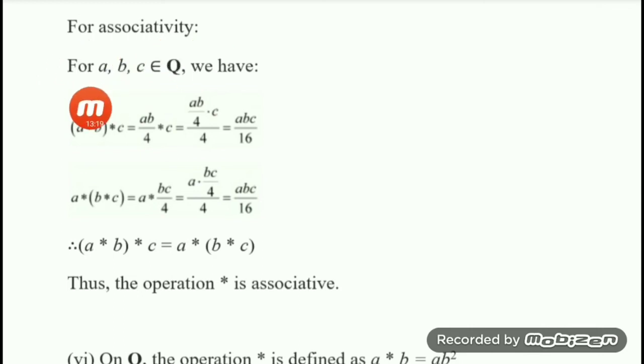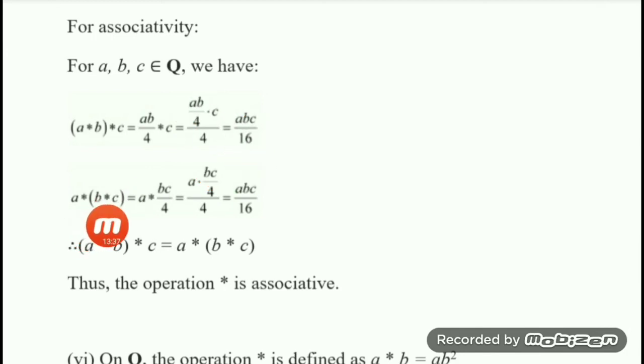For associativity, take three elements A, B, C. We have got what? (A star B) star C. This is AB by 4, by definition, star C. First number is this now, second number is this. So product of the first and second, divided by 4: AB by 4 into C by 4. Do the calculation: ABC by 16.